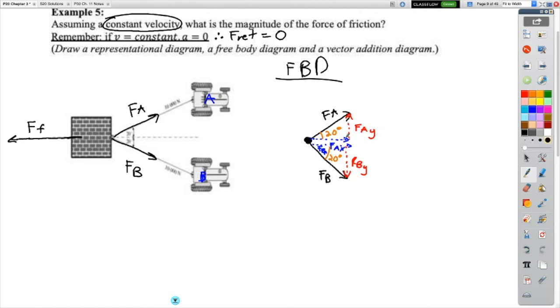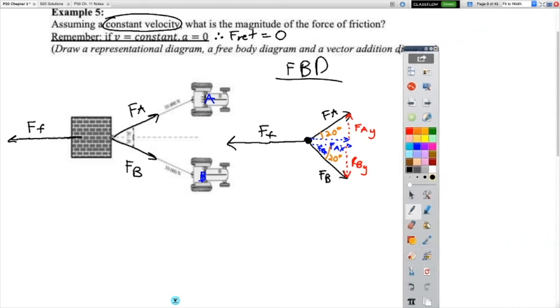But why are they not accelerating? Because look at FAX and look at FBX. They're both to the right, right? So something must be pulling to the left hard enough to not only cancel FAX there, but to keep going and cancel FBX, so that maybe this thing is moving, but it's not accelerating, okay? And that is our force of friction. Remember, friction is always working against you. If you're pushing something to the right, friction's to the left. If you're pushing something north, friction's to the south, okay?